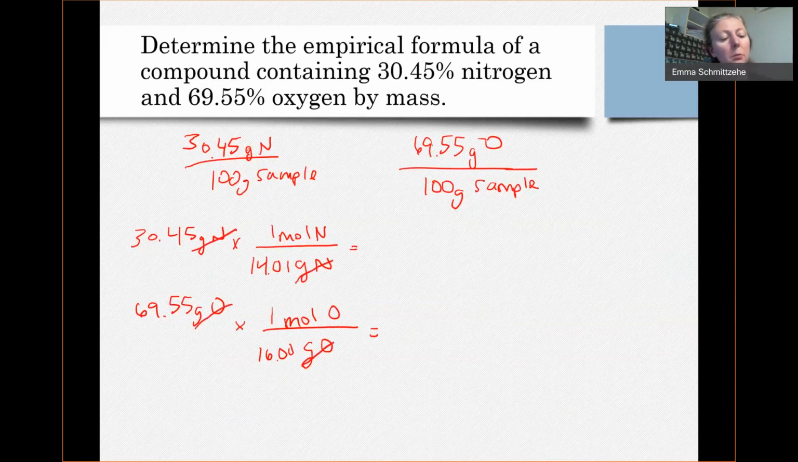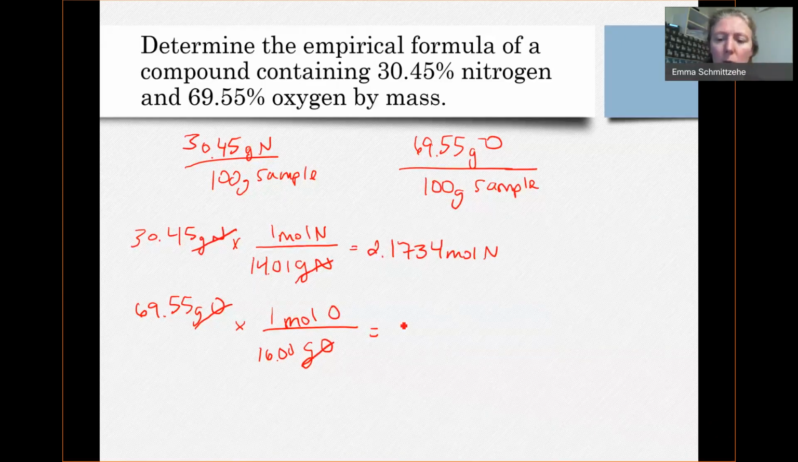So 30.45 divided by 14.01 is going to give me 2.174 moles of nitrogen. Okay, so I'm keeping an extra sig fig. You always want to keep enough sig figs where it doesn't throw in a bunch of rounding error. Usually that means one more than what you were given until you're at your final answer, okay? Or in this case, until you get into your whole numbers.